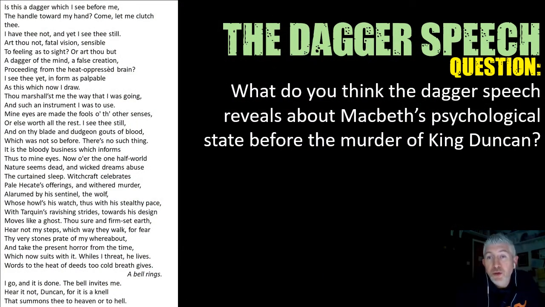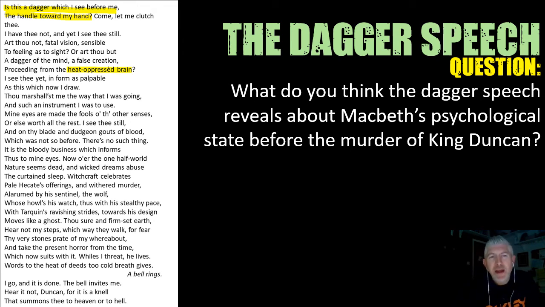So, guys, what do you think the dagger speech reveals about Macbeth's psychological state before the murder of King Duncan? That's the question. I think there's a couple of things you should zoom in on. First of all, the fact he's questioning his vision. He's seeing something that isn't there. No one else can see the dagger. He's imagining it. As he says, his heat-oppressed brain is creating this vision.